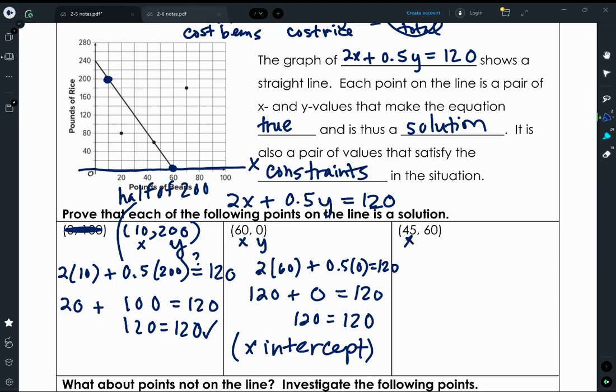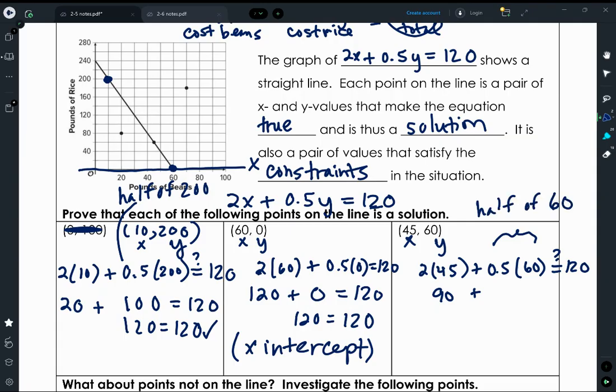So my last ordered pair that I'm checking, x is 45, y is 60. So 2 times 45 plus 0.5 times 60. Does that equal 120? That's what we're trying to check here. So 2 times 45 is 90. Remember, when we do anything with the 0.5, we're thinking of it as half, because 0.5 is 1/2. So half of 60, we know that's going to be 30. And so we add, and we get 120 equals 120. And this was another point on our line. This was the point right here.